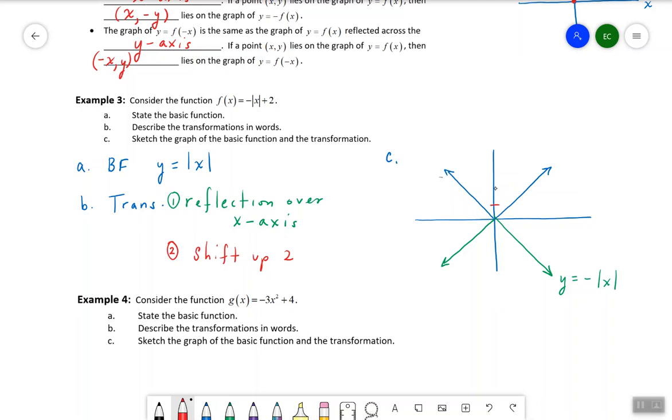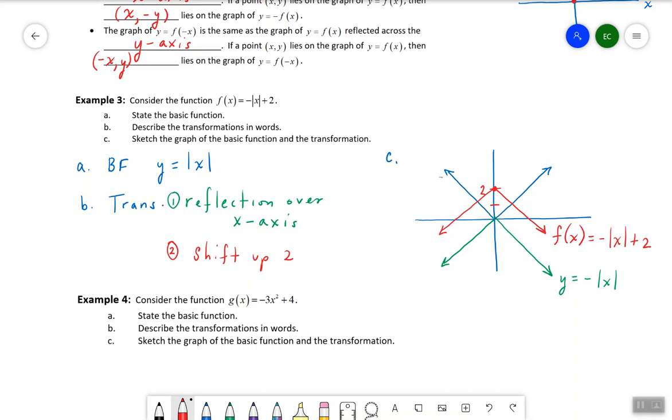And then we're going to shift up 2. So we're going to move that vertex up 2. We're going to try to maintain the same shape, just shifted or translated over a little bit. And so that new graph in red is the function we're looking for. It's negative absolute value of x plus 2.